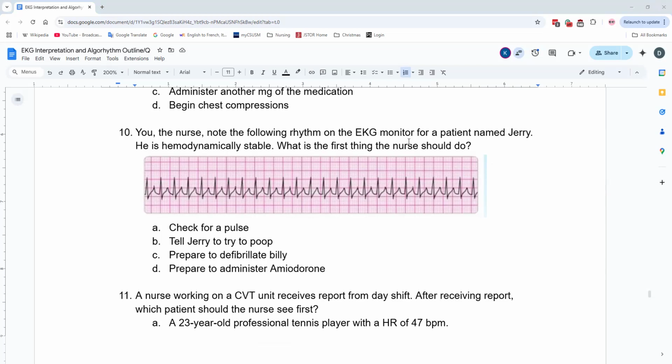via vagal maneuver, so bearing down, trying to tell him to take a poop, having him blow into a straw or something that has resistance, like that won't let him blow into it, like the syringe as well. These are all interventions that we could do to induce a vagal response and get the heart rate down. So tell him to take a poop. He's about to poop his pants, or you're gonna have to change him. Oh, that would be my kind of luck.